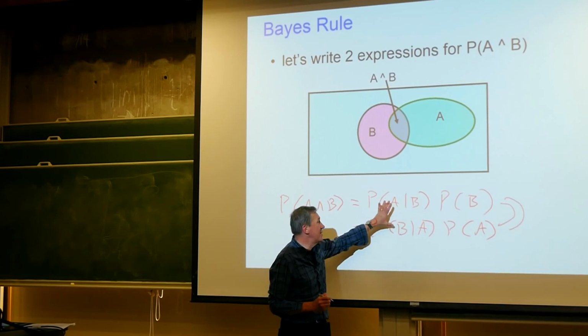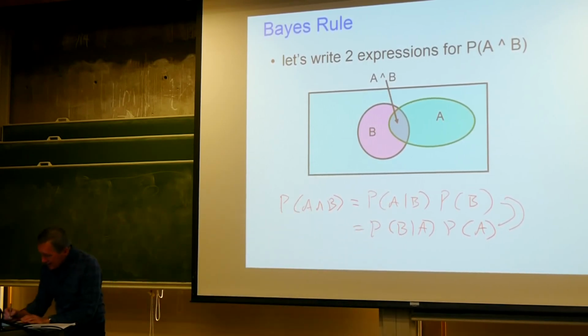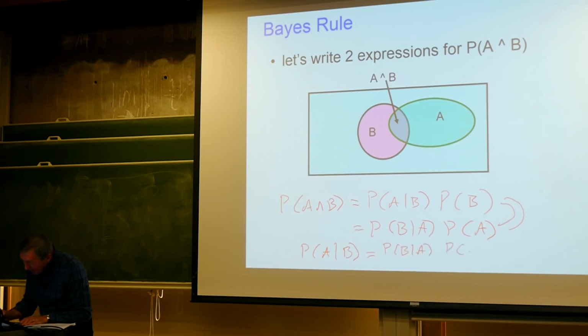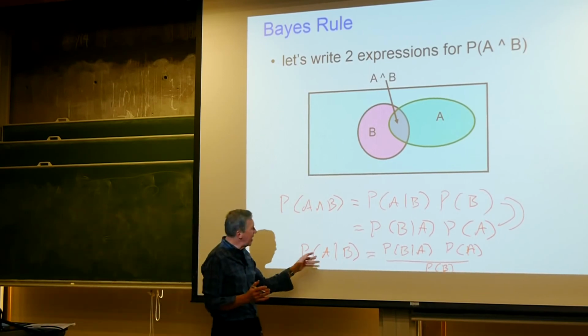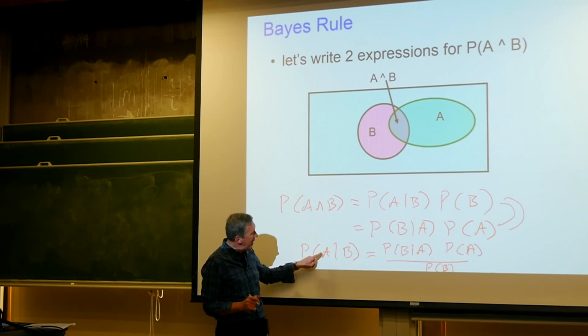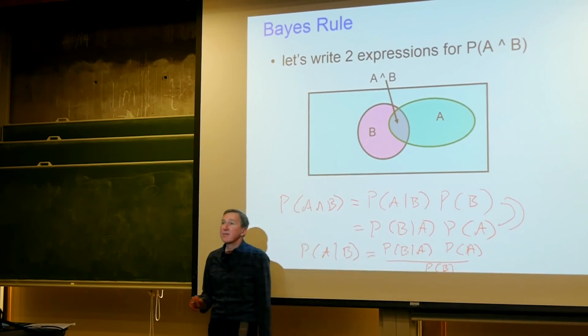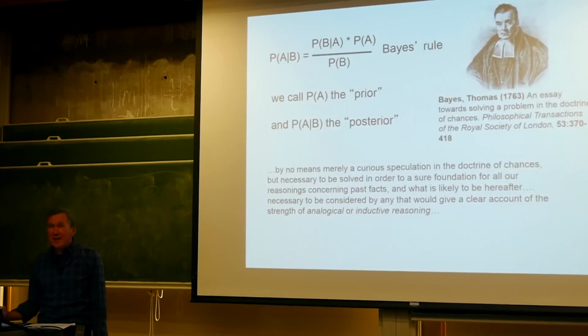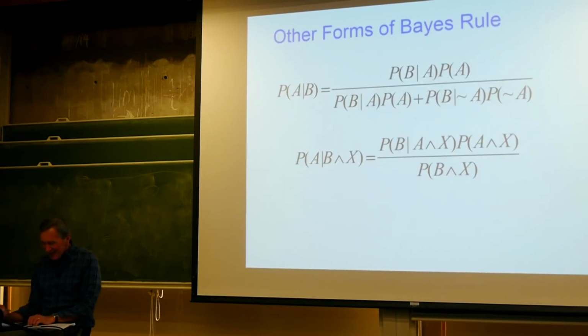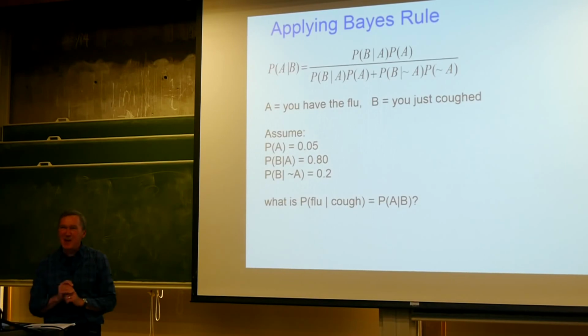So this is effectively Bayes' rule, although it's usually written this way. You say, if I want to know P of A given B, then that will be equal to P of B given A times P of A divided by P of B. And this is Bayes' rule. It tells us how we can calculate the conditional probability of A given B from these quantities. In fact, there's Bayes himself. And there are a few other forms of this. And here's an example to apply it.